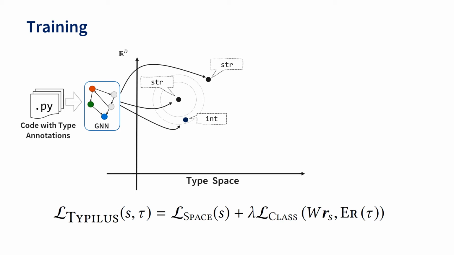To retrieve the full Typilus loss, L-Typilus, we then carefully combine L-space with the classification loss. Specifically, we have the classification loss that takes each type embedding, performs a linear projection to a new space, and classifies the projected embedding to the class of the type parameter erased type. For example, if the type of a symbol S is list of strings, then the projected type embedding will be classified as list.